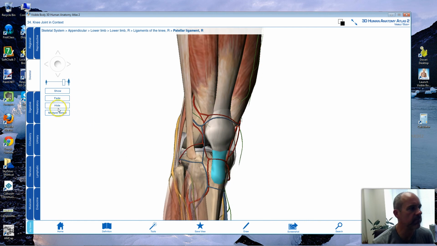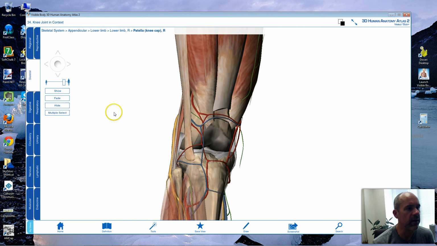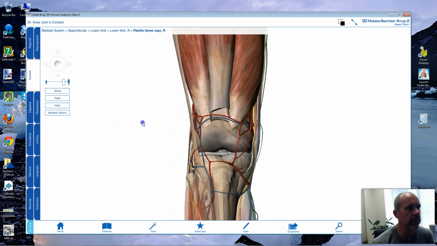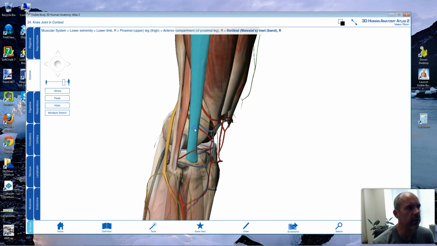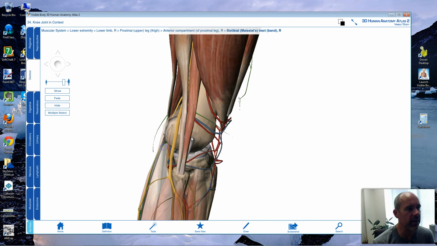All right, I'm going to strip that off. I'm actually going to strip the patella off there as well. And if we go over here on the side, that is a tendon called the iliotibial tract or the iliotibial band. Some of you guys who maybe run may have had a problem with that before. Let's strip that muscle off. I'm going to strip that one off.